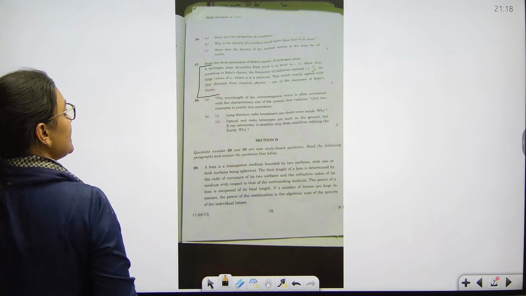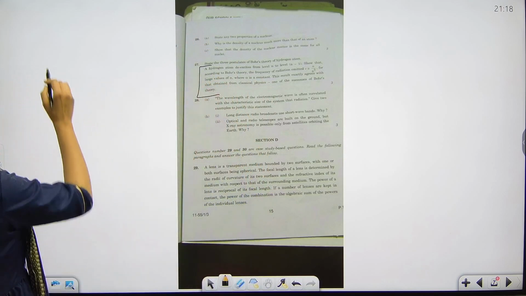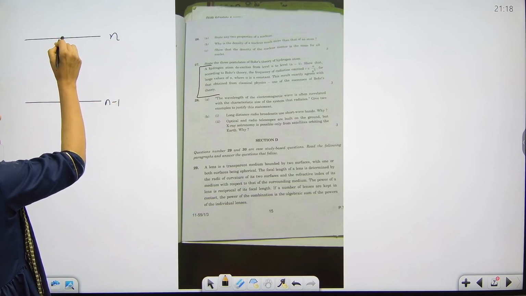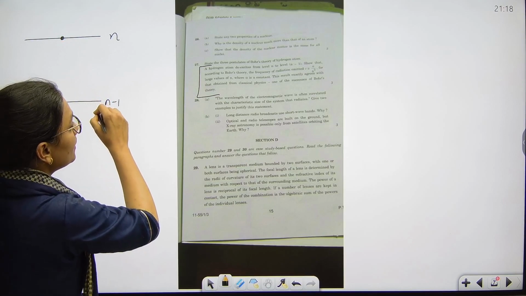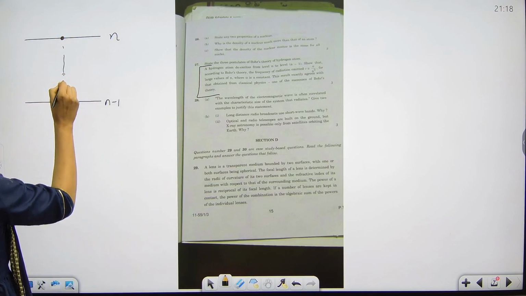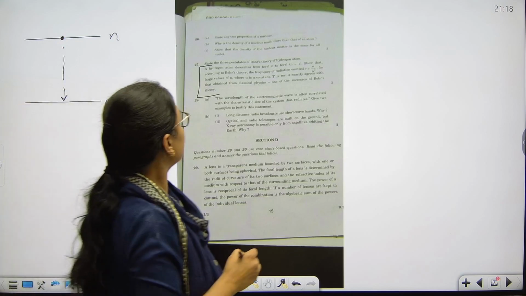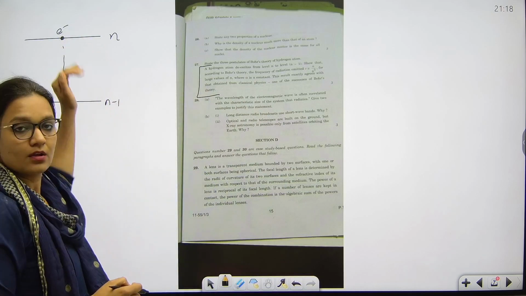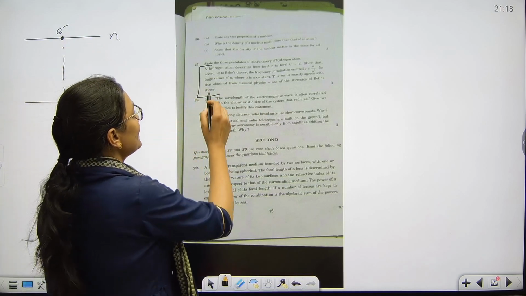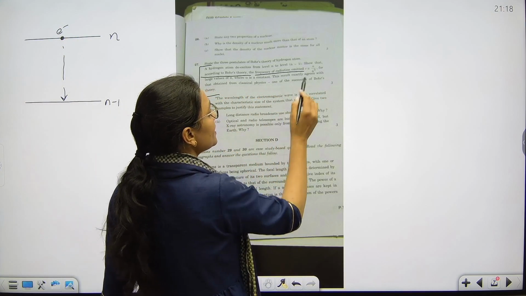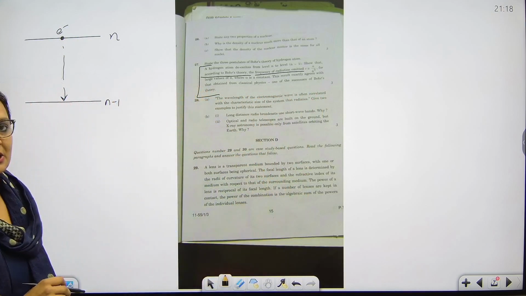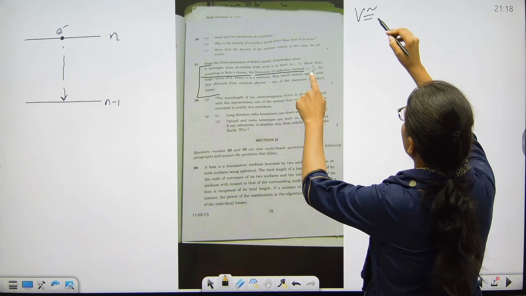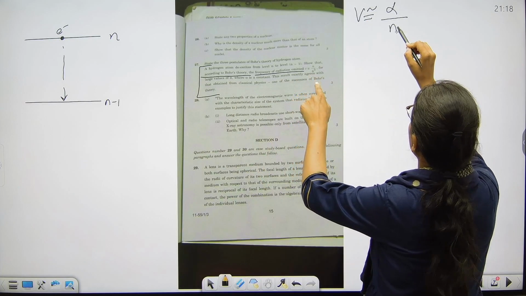A hydrogen atom de-excites from n level to n minus 1. So this is the n level, this is the n minus 1 level. The atom de-excites from this level to this level. We are talking about an electron in the hydrogen atom which is de-exciting from a higher energy state to a lower energy state. Show that according to Bohr's theory, the frequency of the radiation emitted is nearly equal to alpha divided by n cube.